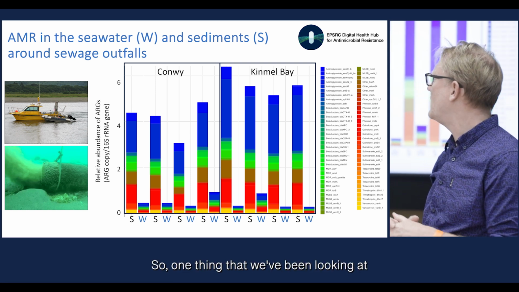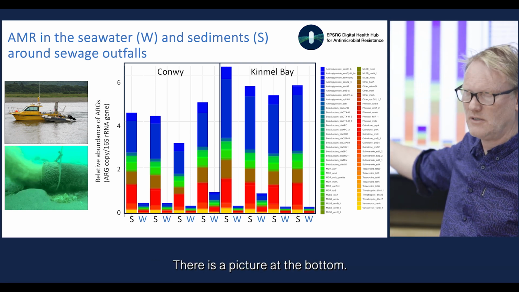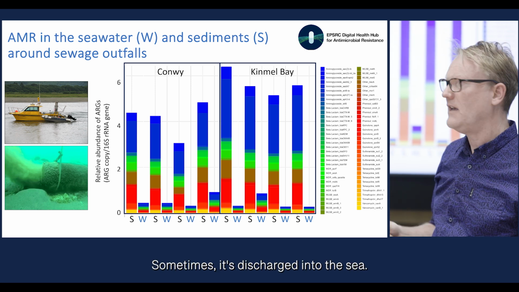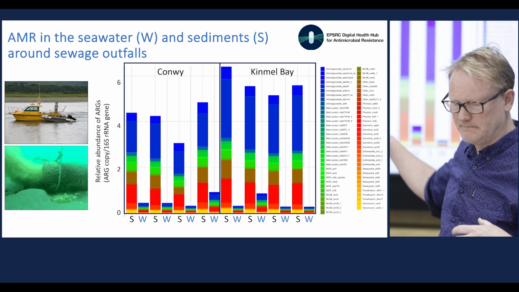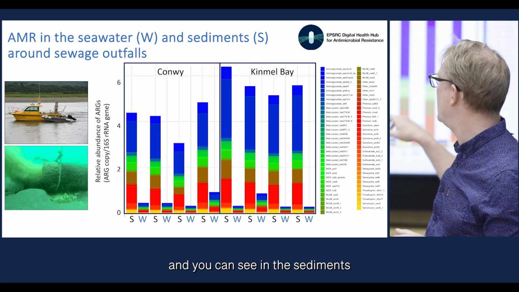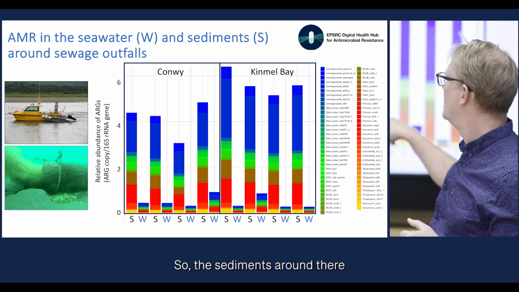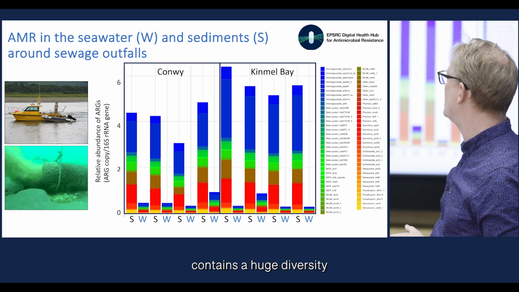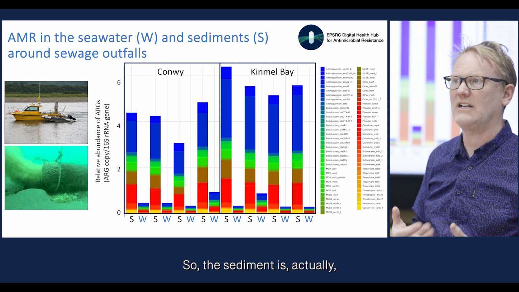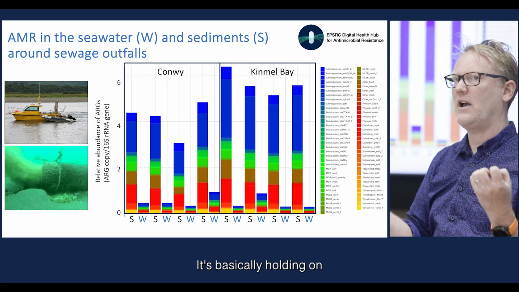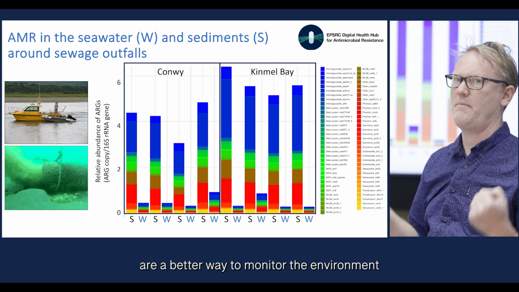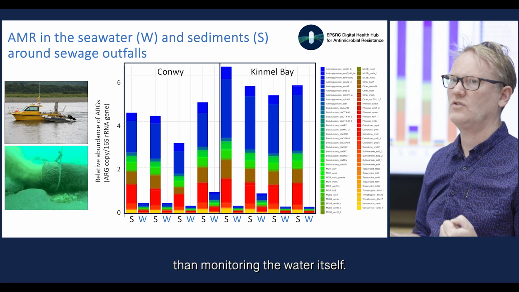So one thing that we've been looking at is these sewage outfalls. There's a picture at the bottom. So sometimes the sewage is discharged into rivers, sometimes it's discharged into the sea, normally from these pipes that you can't see. But if you take a boat out, you can sample around those pipes and you can see in the sediment or the water, S or W. So the sediment around there contains a huge diversity of antimicrobial resistance genes. The water doesn't, so the sediment is actually acting as the reservoir here. It's basically holding on to all of those bacteria. And so we now think that sediments are a better way to monitor the environment than monitoring the water itself.